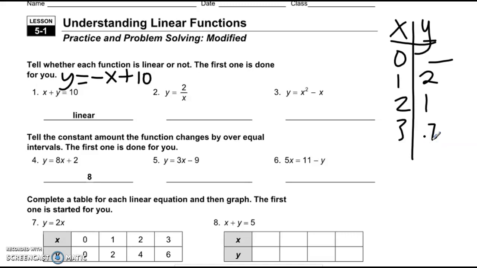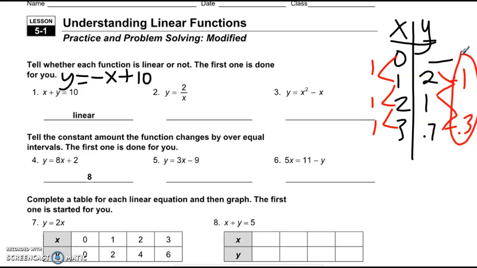Okay, so remember, linear functions have to have this be uniform. So is the change the same for each one of those as we go up? Yeah, it's 1. What's happening here, though, is that y is not changing the same. 2 to 1 is -1, right? We're going down 1. And then from 1 to 0.7, we're going down how much? About 0.3. So is this uniform right here? No. So this is not a linear function. X has to be changing the same, and if that is the case, y then has to be changing the same.